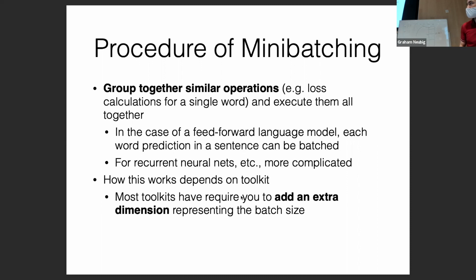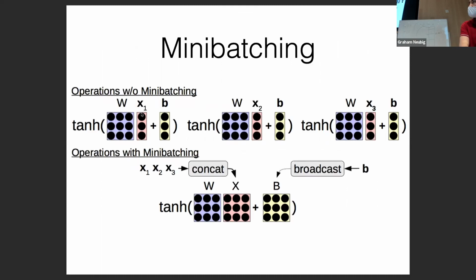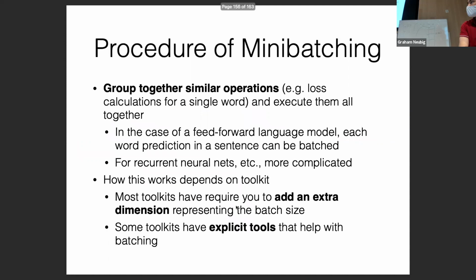Most toolkits will require you to add an extra dimension representing the batch size. To give an example here, we took a whole bunch of vectors, which are of dimension 1, and turned them into a matrix, which is of dimension 2, and one of the dimensions represents the batch size. Some toolkits have explicit tools that help with batching. For example, in PyTorch, you can take a whole bunch of sentences and put them together in a padded sequence that would allow you to do this without doing some of the hard work yourself.